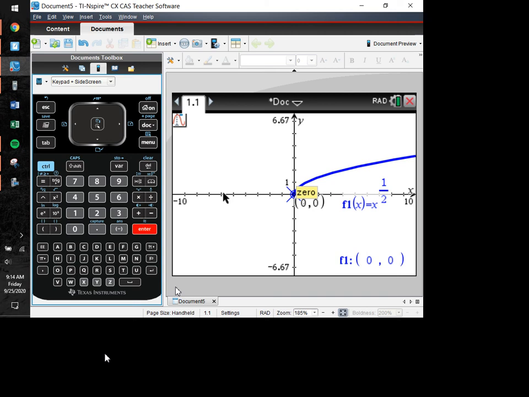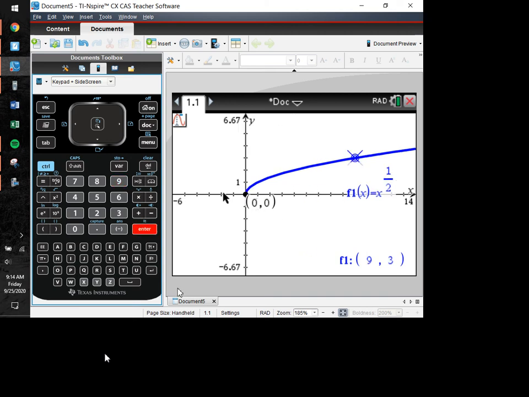Now, instead of just hitting my right arrow a bunch of times, I'm just going to type in 9 and hit Enter, and that moves my cursor over to the point 9, 3, and I'll go ahead and hit Enter, and it labeled that point there also. I'm going to hit Escape now, everybody, to get out of the trace, and now we're just looking at the graph a little bit better. And what we think we have found is that the average rate of change of this function on the interval from 0 to 9 was 1/3.